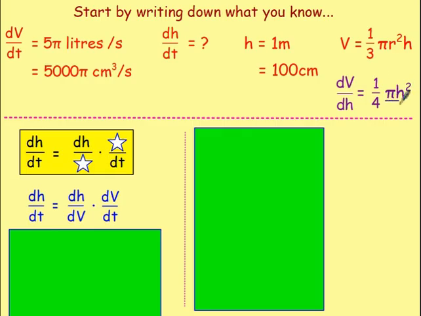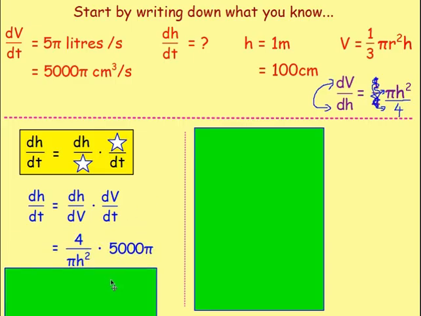Because we've got 1/4, really we're dividing the pi h squared by 4. So instead of thinking it's 1/4 times that, just put in divide by 4. That is what dv by dh is, but if we want dh by dv, well, we're flipping that upside down. So we're also flipping this upside down as well. So that will give us 4 over pi h squared times dv by dt, which is the 5,000 pi. So we can put that in.